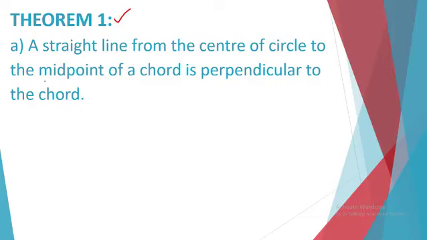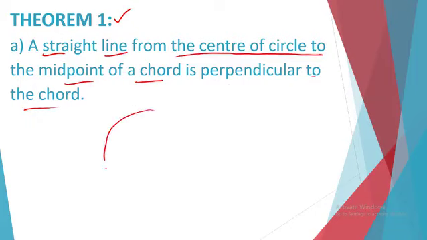In theorem 1 we have A, B and C. The A part of it says a straight line from the center of the circle to the midpoint of a chord is perpendicular to the chord. What do we mean? It means if we have a circle and then we have its center to be O, we're talking of what? The center of the circle to the midpoint of the chord.